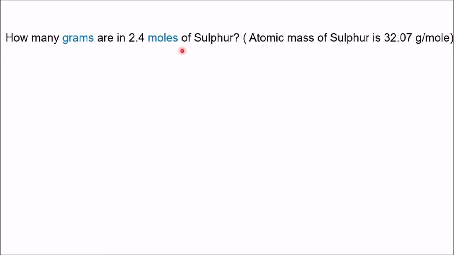Let us solve this problem. How many grams are in 2.4 moles of sulfur? So we start with 2.4 moles of sulfur. Now we have to write the conversion factor for moles and grams as 1 mole sulfur contains 32.07 grams of sulfur. This is the atomic mass of sulfur. We write moles of sulfur in the denominator so that equal units cancel and we get 77 grams of sulfur.